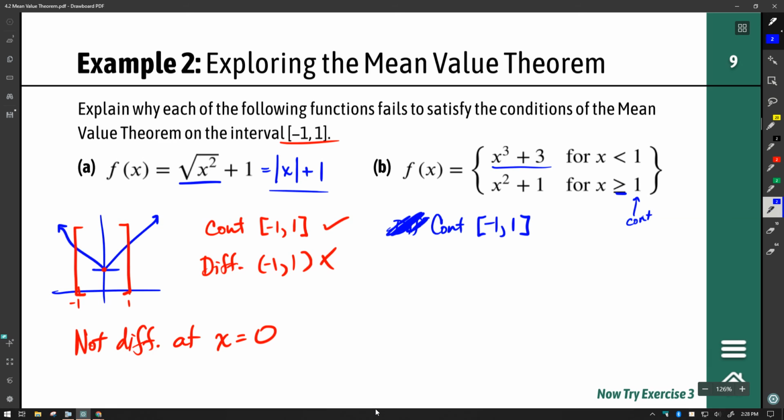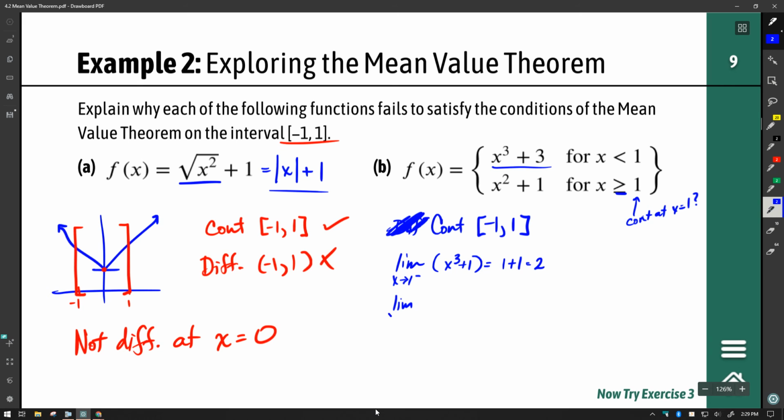Are we continuous at x equals 1? Because if we're not continuous there, then we're not continuous on the fully closed interval. So let's check. Let's go with the definition of continuity at a point. We want to check the limit on both the left and right side of 1. So the limit as x approaches 1 from the left, we would use the function rule x cubed plus 1, and this would give us a value of 1 plus 1, which is 2.